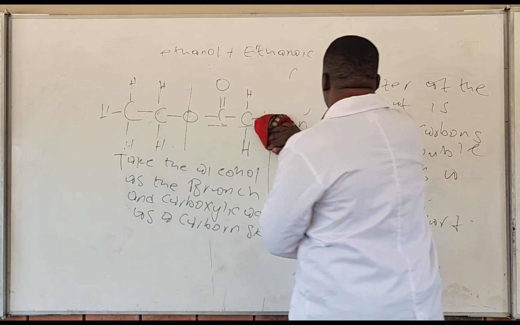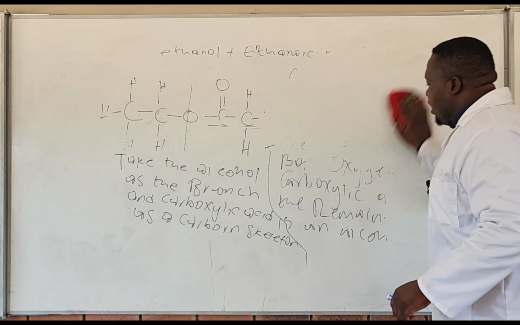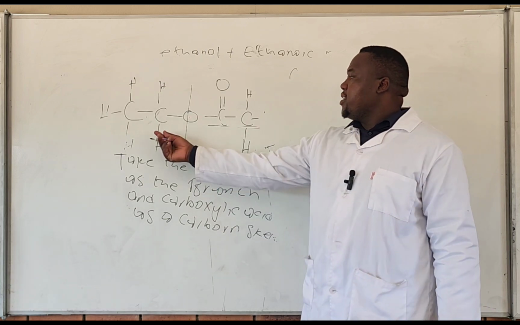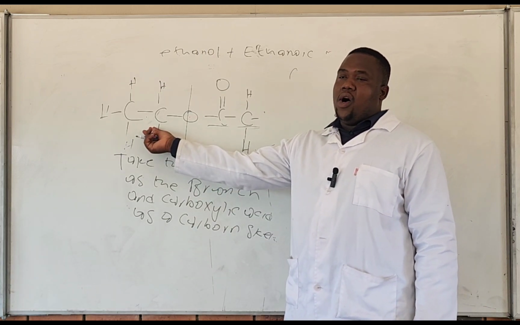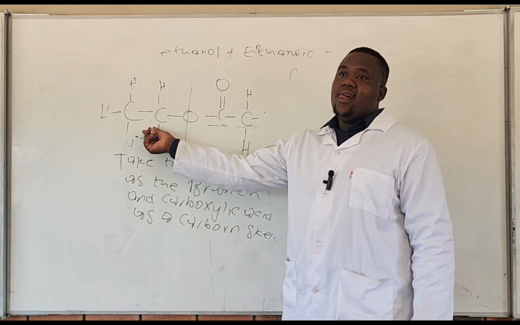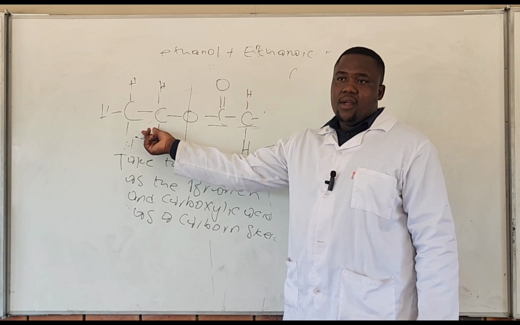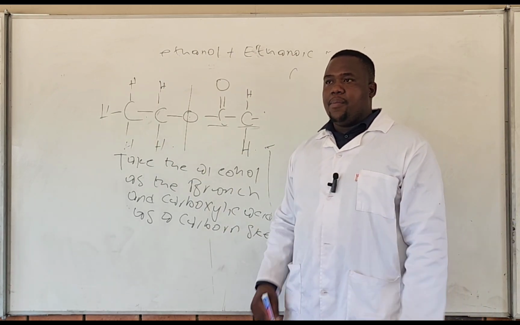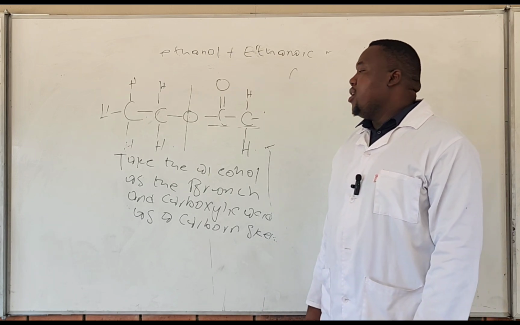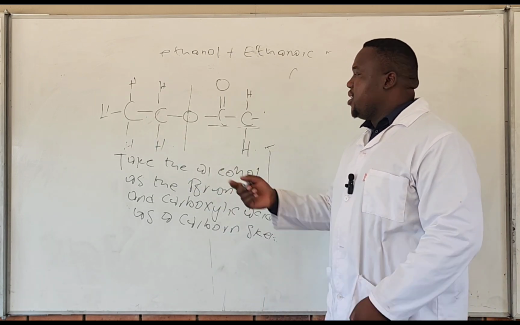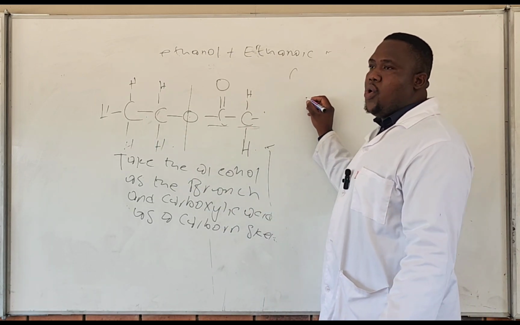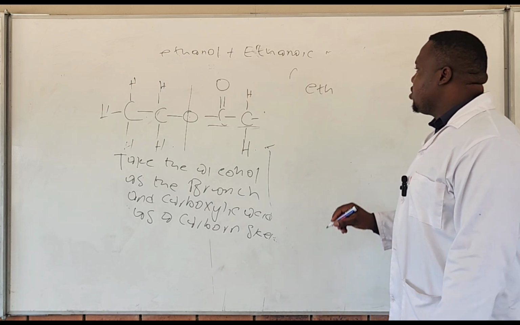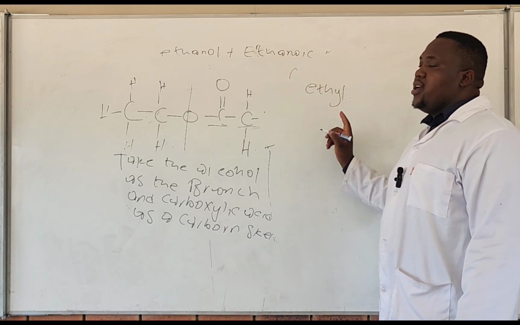So let us give the IUPAC name for this one. It is easy. I said we take the alcohol part as a branch, right? Remember that the suffix of each and every branch is YL. How many carbons do we have in this branch? We've got 2. What does 2 mean? It is ETH. So the name of this one is going to become ethyl.